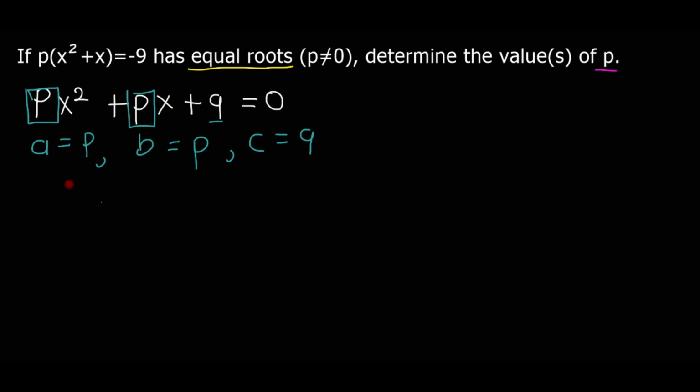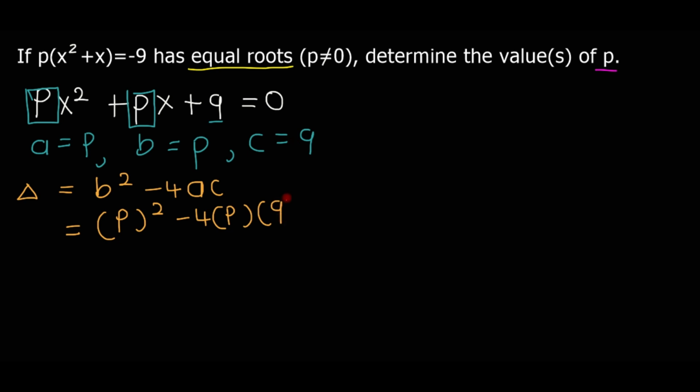So from there I use the discriminant, and I know that the discriminant is equal to b squared minus 4ac. Here b is -p, minus 4, and then a is p, and then c is 9. So from there I have p squared, and then this is -4, and then this is positive 9. So I get -4 times 9, which is -36.